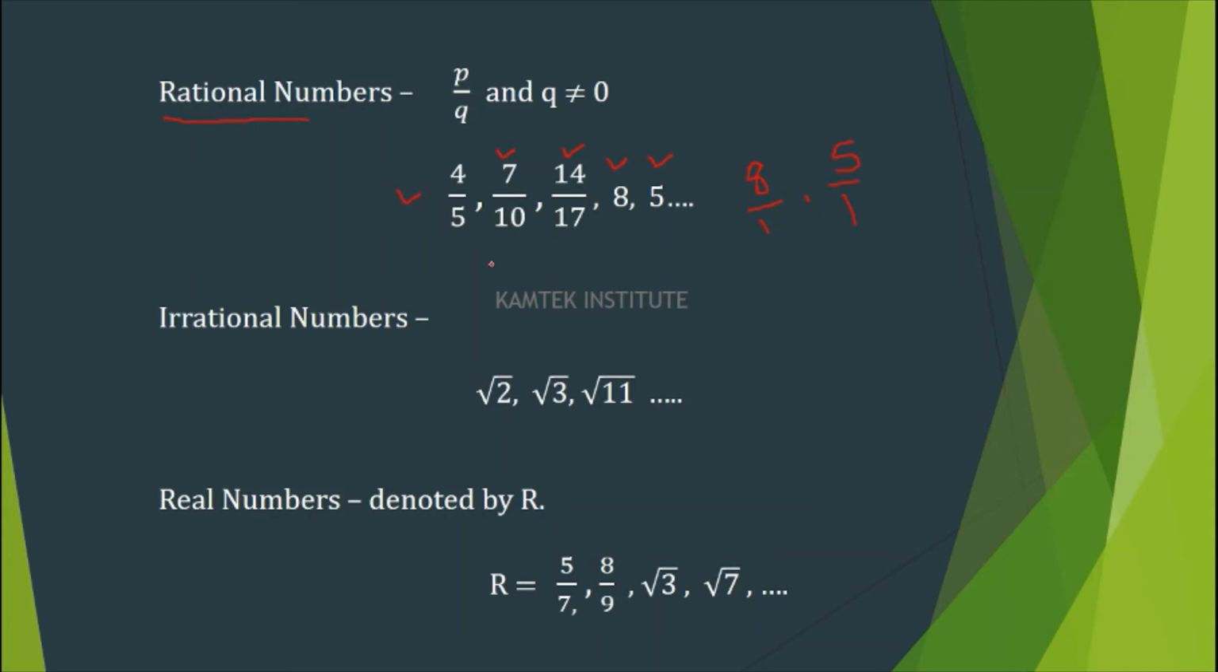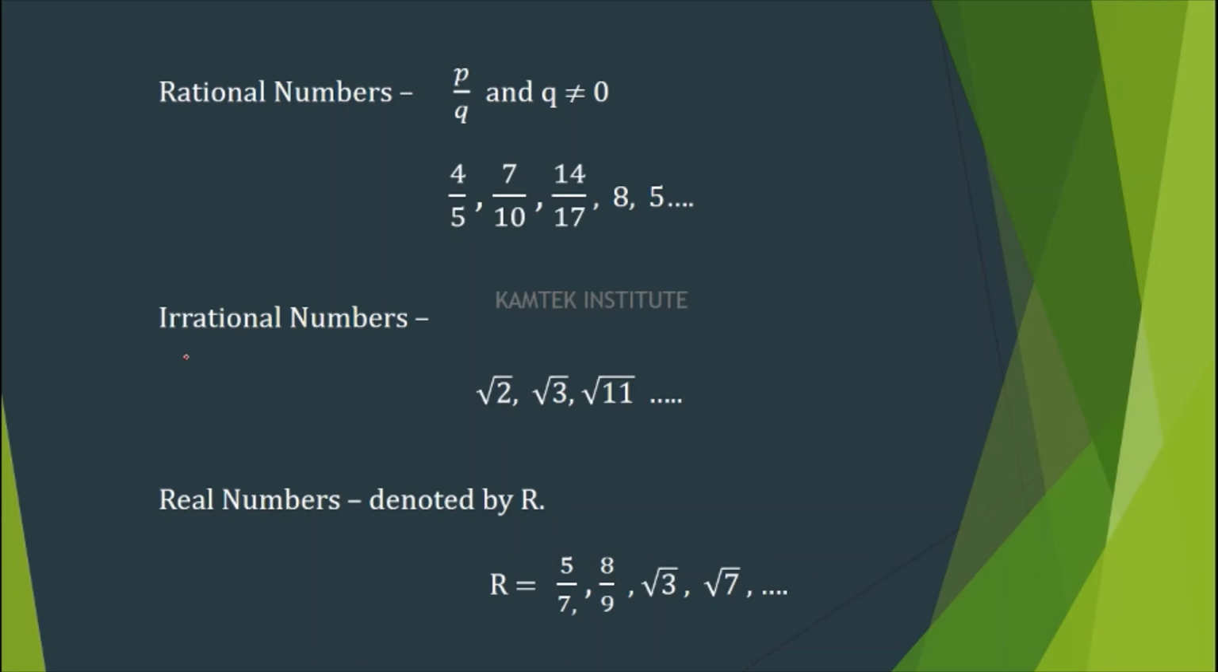So these are all known as rational numbers, but the condition over here is that q is not to be equal to 0, because if anything upon 0 is infinite, that number is not defined, right? So anything of the form p by q is known as a rational number.